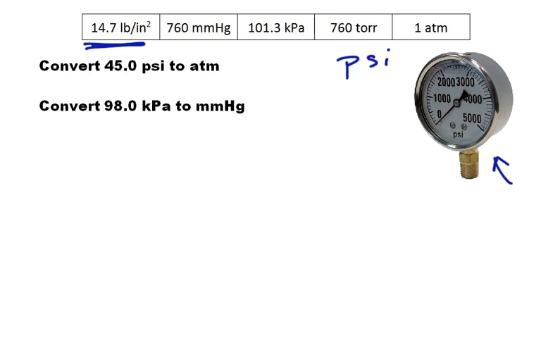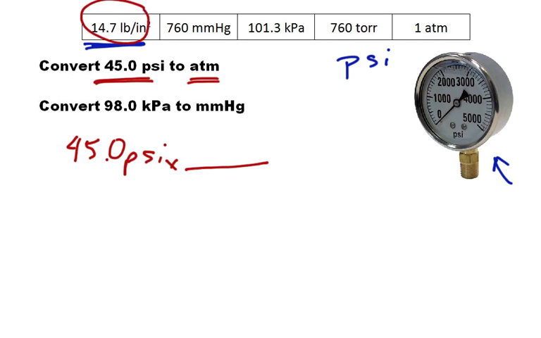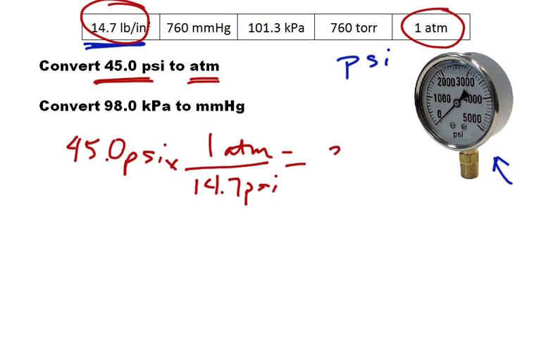So let's say we want to convert 45 PSI into atmospheres. So we just say 45 PSI, and we're going to make a conversion factor. And for a conversion factor, all we have to do is pick the two numbers from our set of values to use as a conversion factor. So we know that there are 14.7 PSI in every 1 atmosphere. So the calculation is 45 divided by 14.7. We're going to see that that's going to be larger than 1 atmosphere. And in fact, when you calculate it, it comes out to be 3.06 atmospheres.